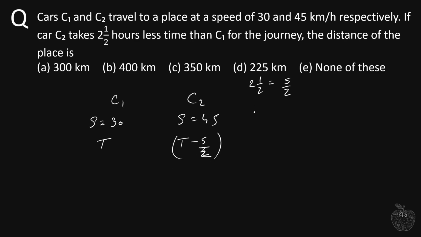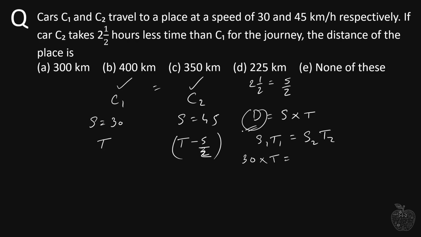Now we know that distance is equal to speed into time. Here the distance traveled by C1 and the distance traveled by C2 are both equal. So that means d here is constant. So from this we can imply that S1 T1 is equal to S2 T2. S1 here being 30, 30 into T1, which is t, is equal to S2, which is 45, into T2, which is t minus 5 by 2.